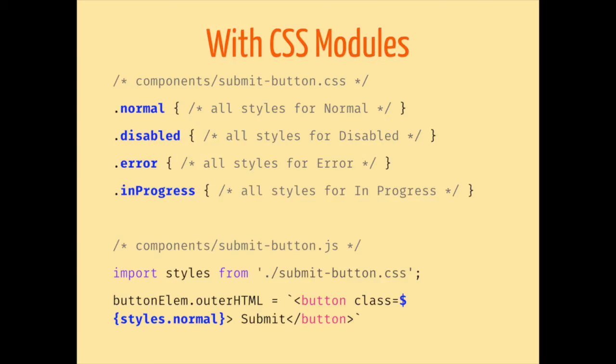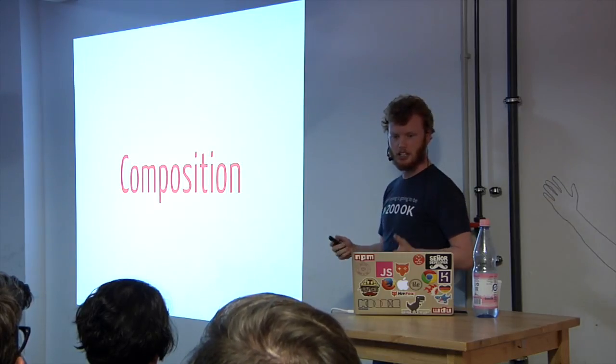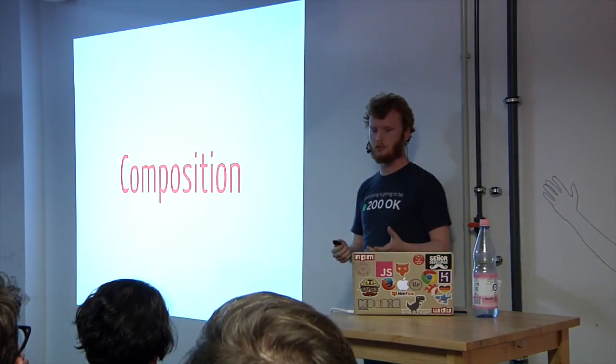So with CSS modules, you would have a submit button component with normal, disabled, error, in progress styles. And then, if you can all see at the back, I see people craning, you import styles from this file, and then you have access to the class names as JavaScript properties. So you can have just styles.normal, and that styles a button with everything normal. But the one crucial difference is this is not all styles for normal and then overrides for disabled. This is all the styles that everything needs. And that sounds like it's going to be really verbose and you're going to have to keep typing, but there's an idea for that. Composition is how you represent shared styles within CSS modules.